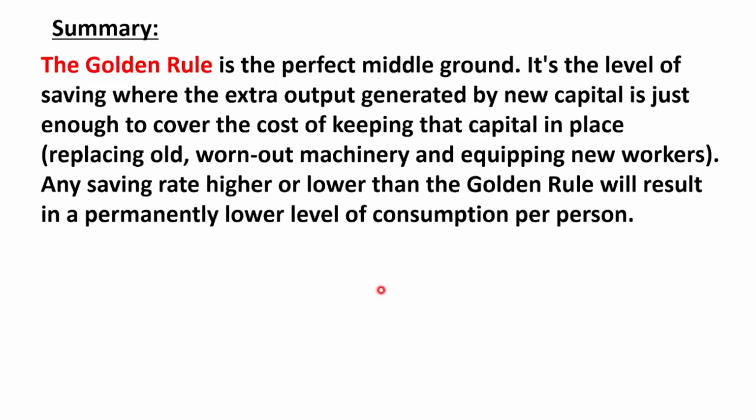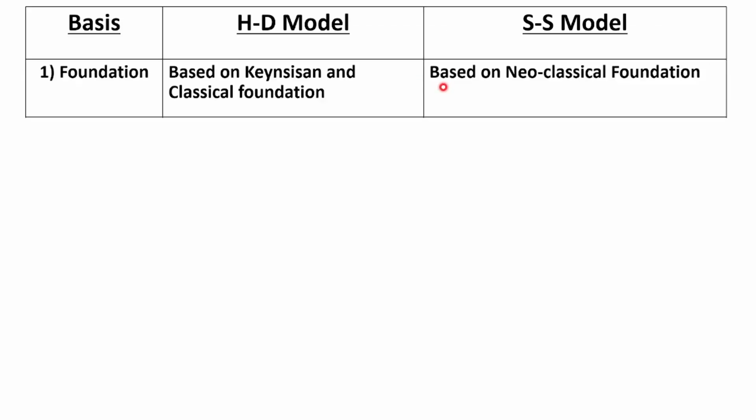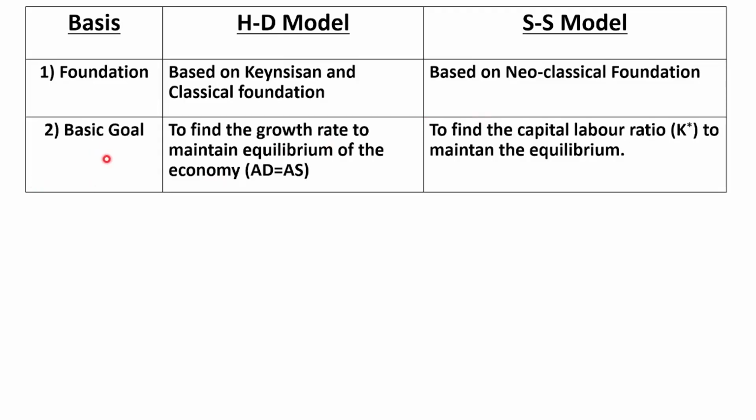Okay, now let's go to our last topic, the difference between Solow-Swan and the Harrod-Domar model. So on the basis of foundation, the HD model is based on the Keynesian multiplier concept and the classical accelerator concept. Similarly, the SS model is based on neoclassical theory, that is, it uses Cobb-Douglas production functions. Similarly, on the basis of goal, the HD model is to find the growth rate to maintain equilibrium of the economy, that is, aggregate demand equals aggregate supply. Under the SS model, the goal is to find the capital labor ratio to maintain the equilibrium.